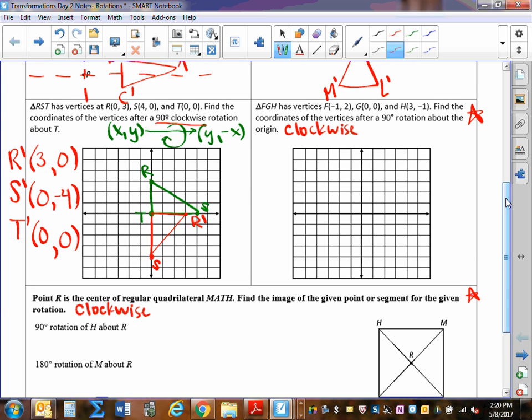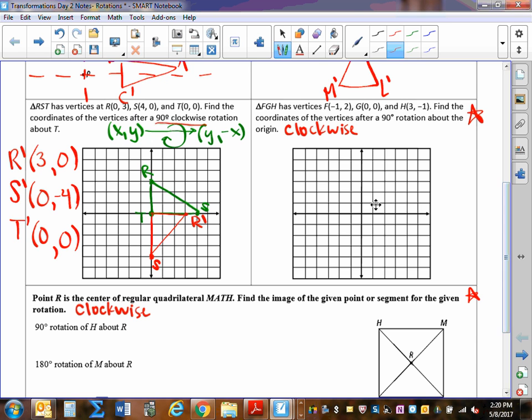So I want you to go try these two going clockwise. And again, use whatever method you prefer. If you would like to do visualizing it or using the rules, whichever you want.